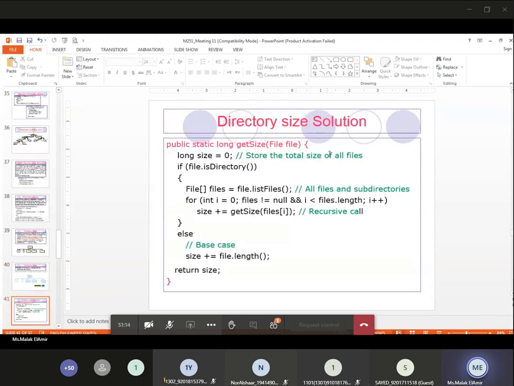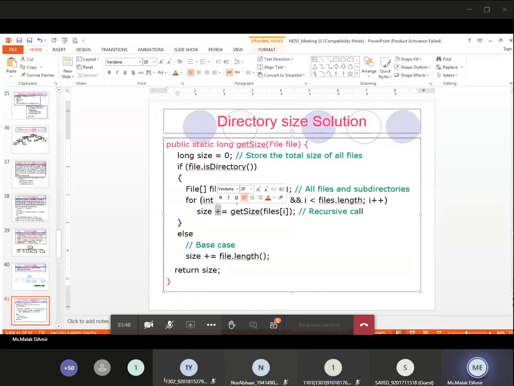And this is the code. I'm going to take a long size as a local variable. Public static long getSize, with a file again. Long size starts at 0. If the file is a directory, create a file array, and for integer i starting from 0, files not equal to null and i less than the files' length, i incremented by 1. Size will be the previous size plus getSize of this file of the array.